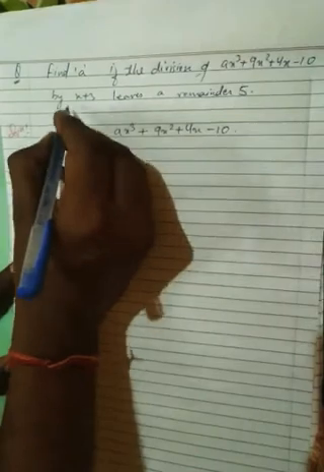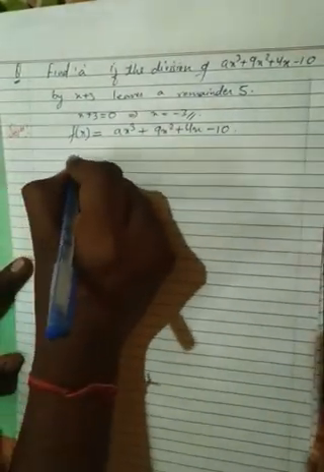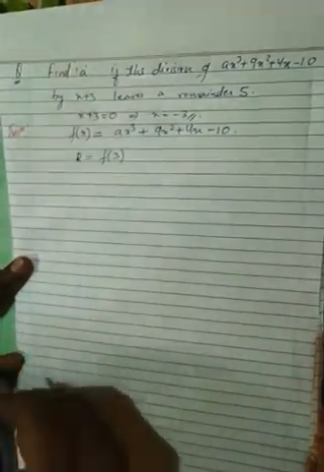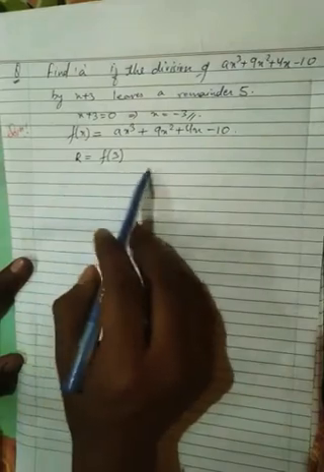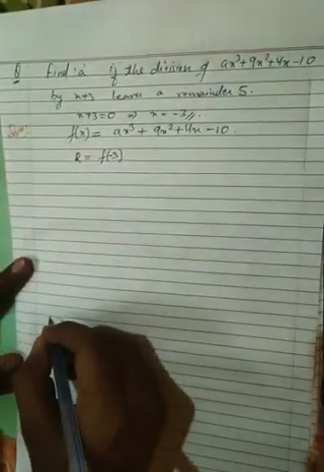I'll equate x plus 3 with 0. For x plus 3, if I equate with 0, it will give you how much? X will be equal to minus 3. Yes or no? So if I want to find the remainder, it will be equal to what? F of minus 3. Okay, if I calculate the remainder, if I substitute the value of x in f of minus 3, that should give you the remainder.